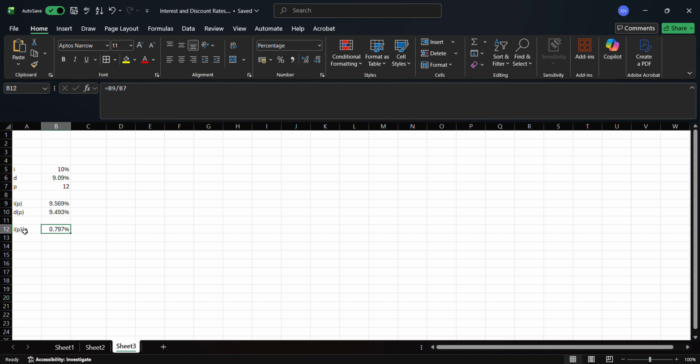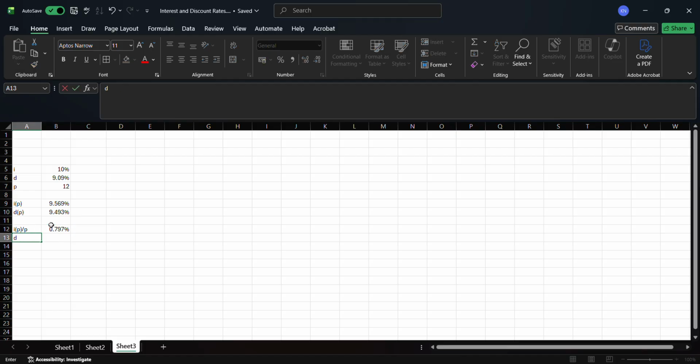The reason why it's like a nominal rate, i(p) over p, is because our main measurement period, our main effective period, is a year. This is why we have i here. And so when we divide that year into finer periods, everything else is nominal. So we'll have i(p). And so to get the effective rate for those subintervals, we divide i(p) by the number of subintervals to get 0.797.